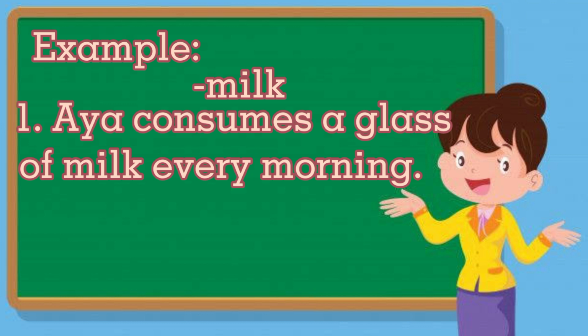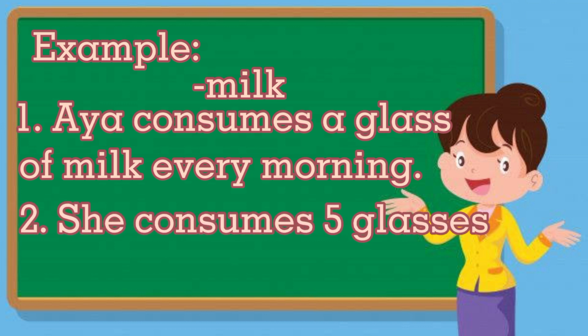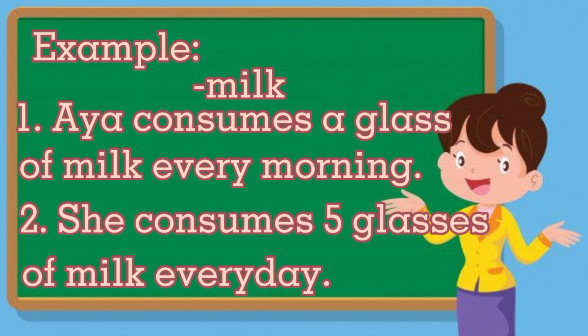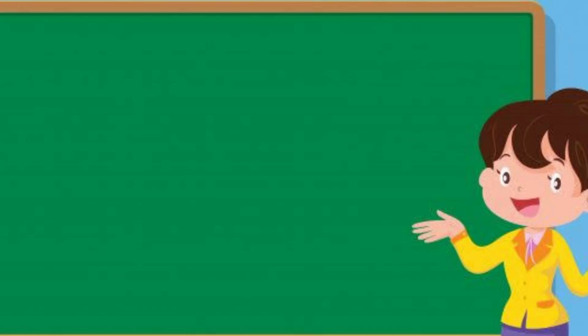We have milk. Please read the first sentence. Okay, how many glasses of milk does Aya consume every morning? That's perfect, 1 glass of milk. What about on our second sentence? How many glasses of milk does she consume every day? You are right, we have 5 glasses of milk. Again, we don't say 5 glasses of milks. That is incorrect because milk only has one form, which is singular.